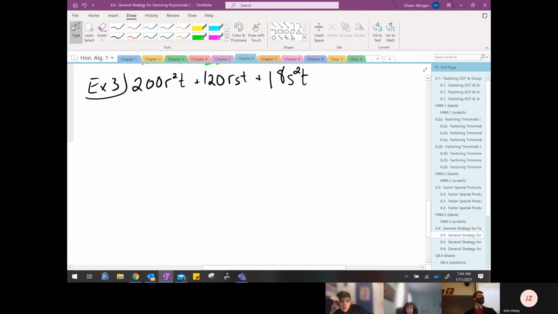Okay? And then what else do we recognize as common between all 3 of those terms? A T. So 2T is our GCF. Did you ever think that algebra would have so many daggum letters floating around? 2T is our GCF. All right. Andrew, you want to tell me what's left over when I take out my 2T? 100R squared, 60RS, and 9S squared.